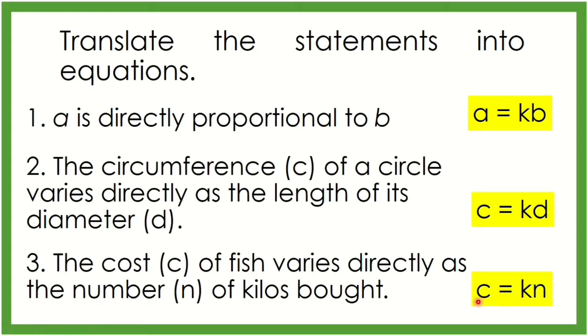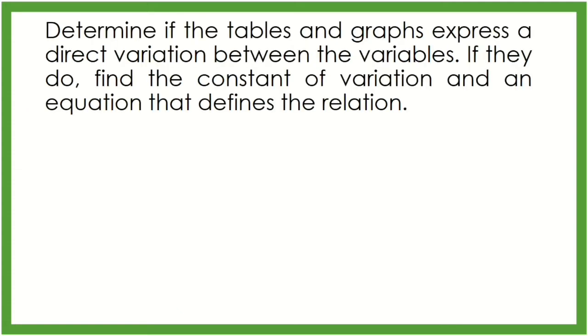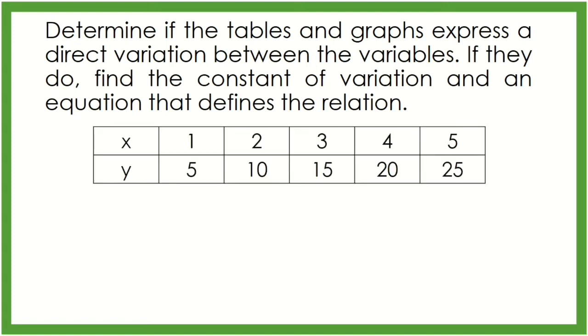C is the cost of fish. So, yun yung first quantity equals K is the constant of variation multiply to N, which is the number of kilos bought. Let us have another activity. Determine if the tables and graphs express a direct variation between the variables. If they do, find the constant of variation in an equation that defines the relation. I have here table of values.